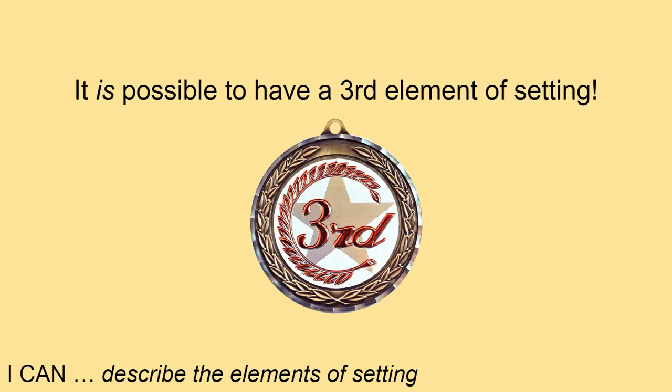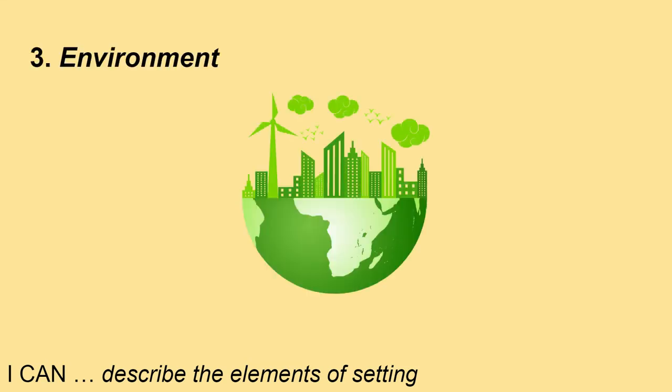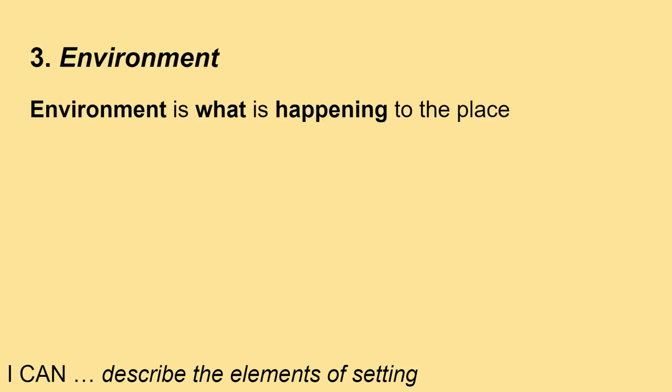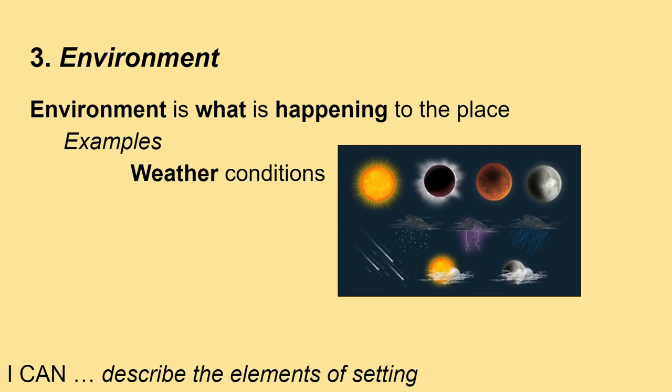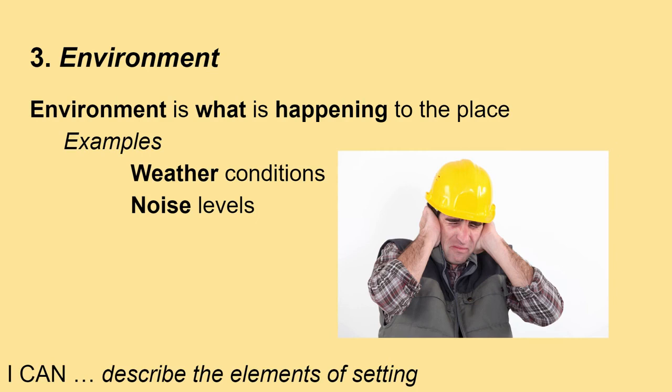Okay, moving on. It is possible to have a third element of setting. Environment. Environment is what is happening to the place. For example, weather conditions. Stormy weather is a lot different than a nice sunny day. Okay, that can affect the setting. Noise levels. A big crowded city like New York City is going to be a lot different than a farm out in the middle of Kansas.